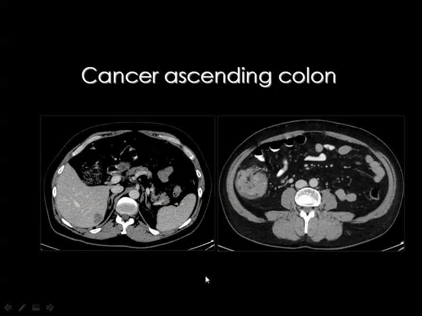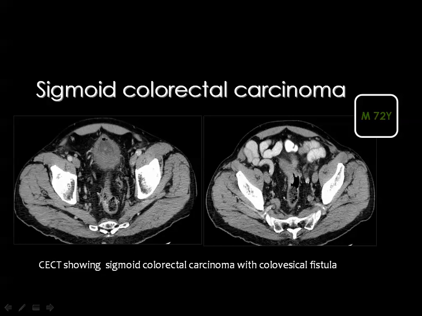Then this is the mass in the region of the cecum, and if you look carefully at the liver you see a deposit here. This is colonic cancer of the ascending colon associated with metastatic deposit in the liver. And this is the CT scan of a carcinoma in the sigmoid colon.